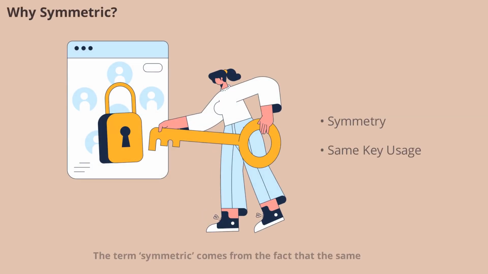The term symmetric comes from the fact that the same key is used for both locking and unlocking the message. This symmetry makes the process straightforward and efficient. Both Alice and Bob perform the same steps, just in reverse order. It's a simple yet powerful way to keep information private as long as the key is kept safe.